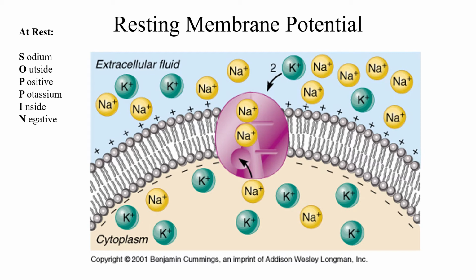So let's go back to this term, polarized. Polarized means that we have an unequal distribution of charges. We actually have more ions in general outside the cell than we do inside. So at rest, we say a neuron is polarized.